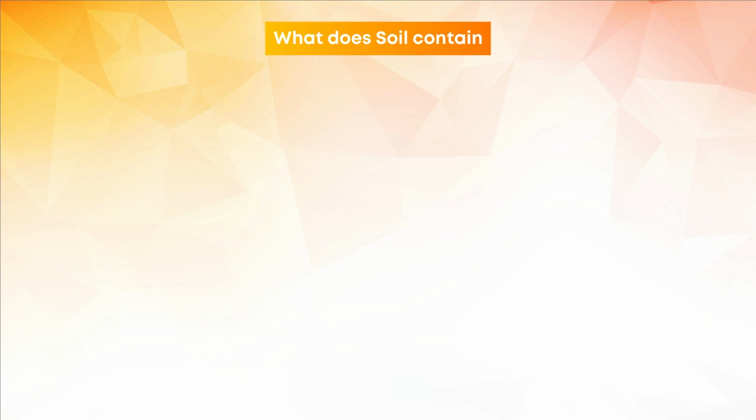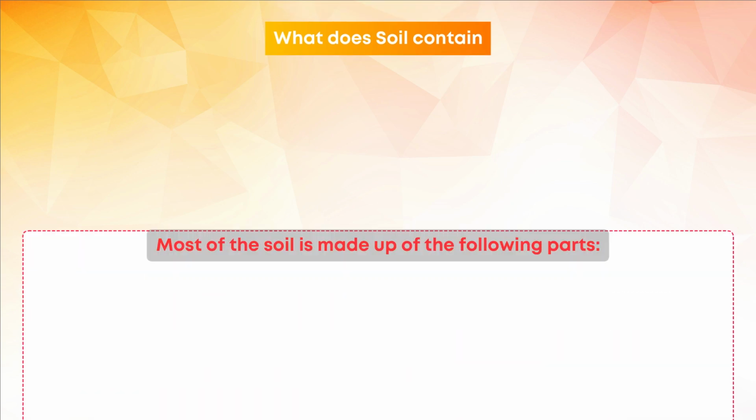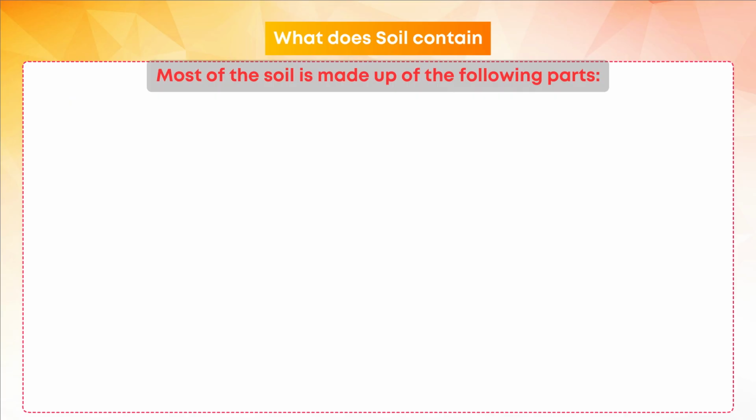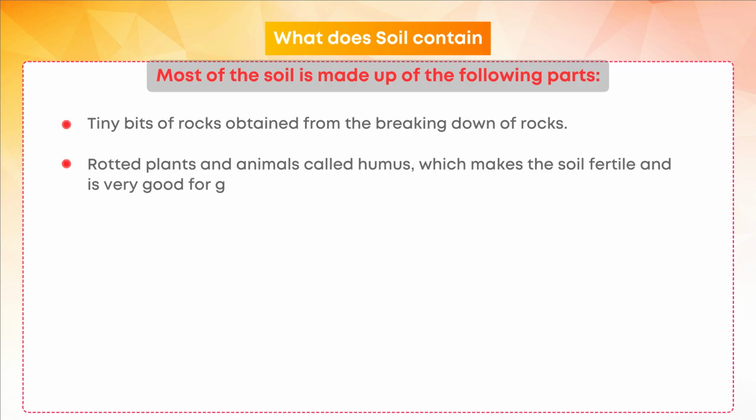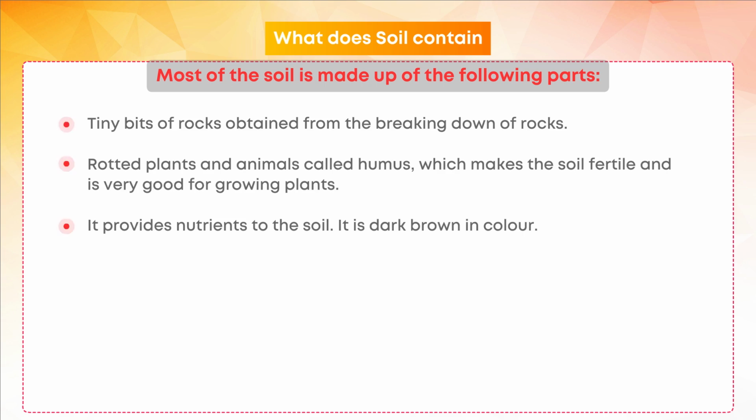What does soil contain? Most of the soil is made up of the following parts. Tiny bits of rocks obtained from the breaking down of rocks. Rotted plants and animals called humus, which makes the soil fertile and is very good for growing plants. It provides nutrients to the soil. It is dark brown in color. Normally, the darker the soil, the more humus it contains.